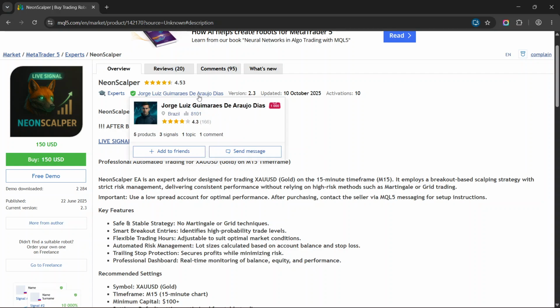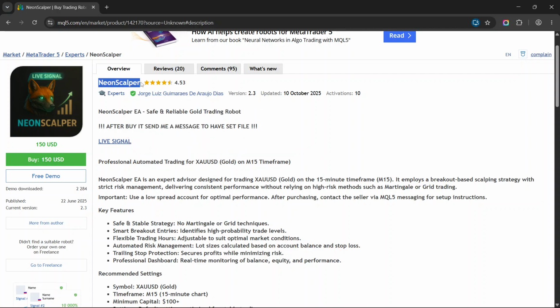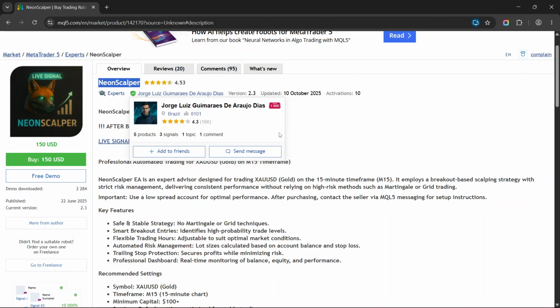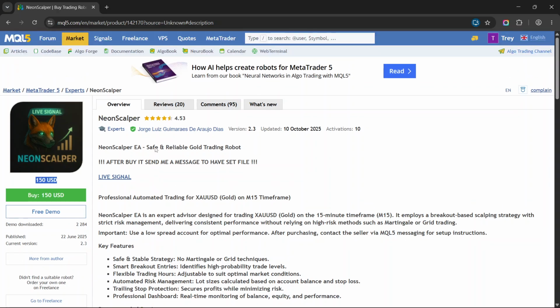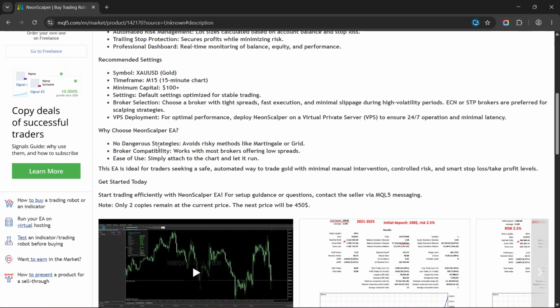Hello everyone. Today we're looking at the NeonScalper EA. It's an MT5 expert advisor focused on Gold USD on the M15 time frame. Its price is at $150 and the seller is already floating that only a couple of copies are left before it jumps to $450, as you can see here.